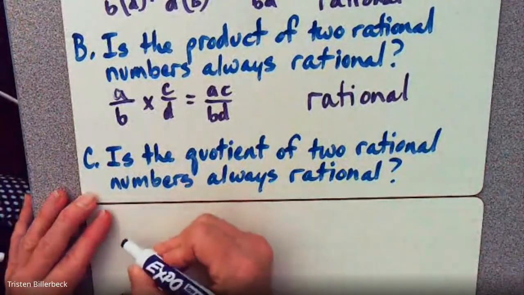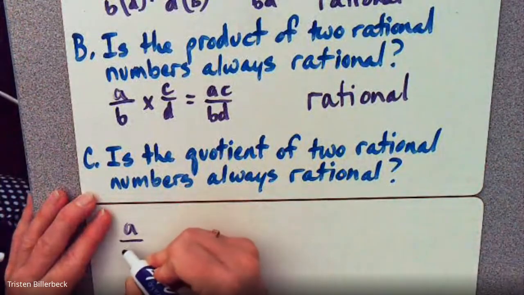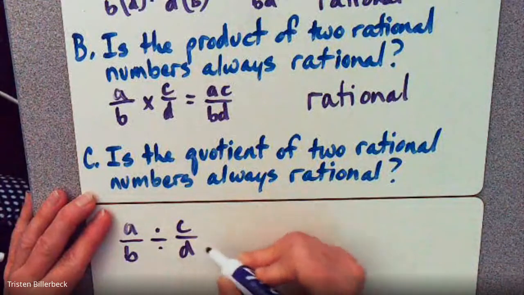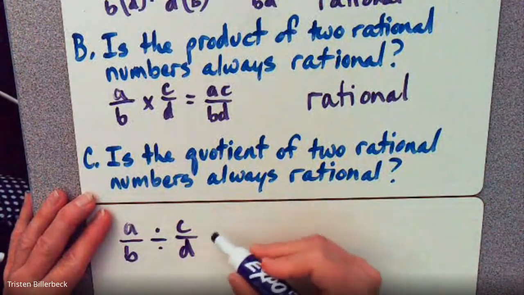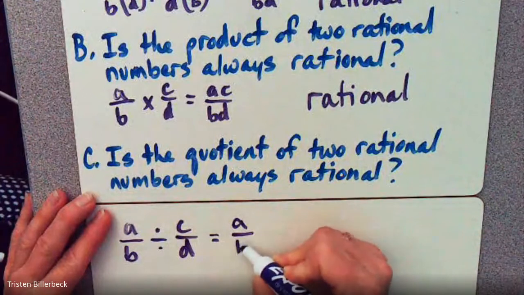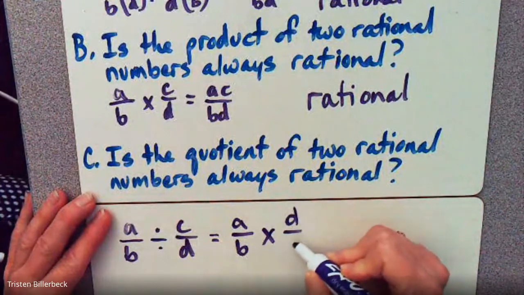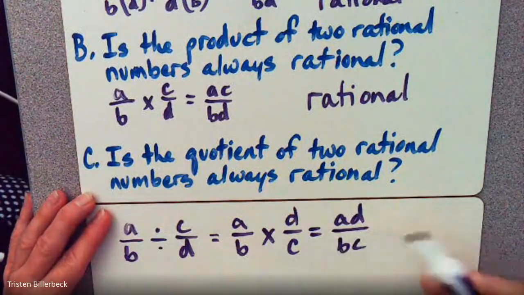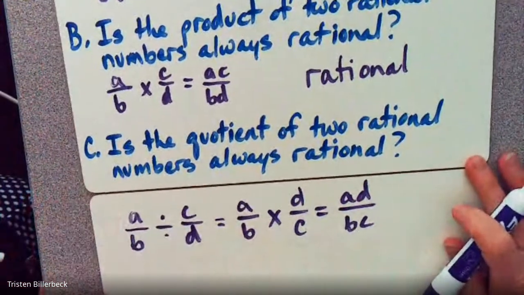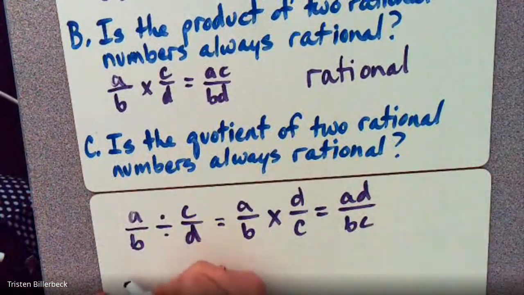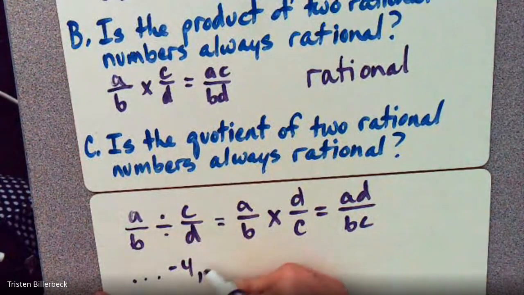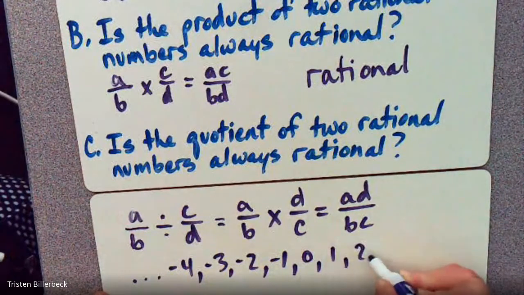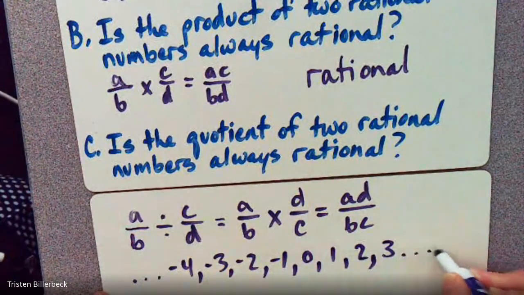So let's look at the quotient of the two numbers. We're going to keep, change, flip. So that becomes A over B times D over C equals AD over BC. Now, the definition of an integer, which all of these are, is that it is negative 4, negative 3, negative 2, negative 1, 0, 1, 2, 3, and it keeps going.